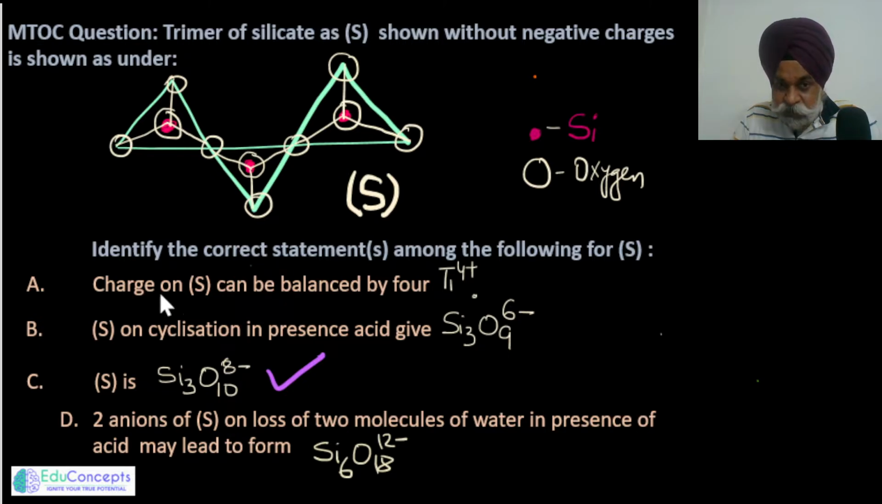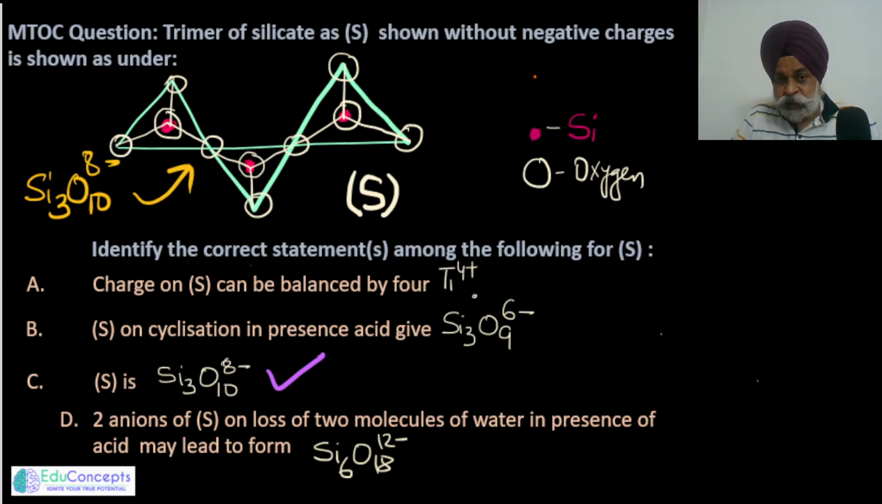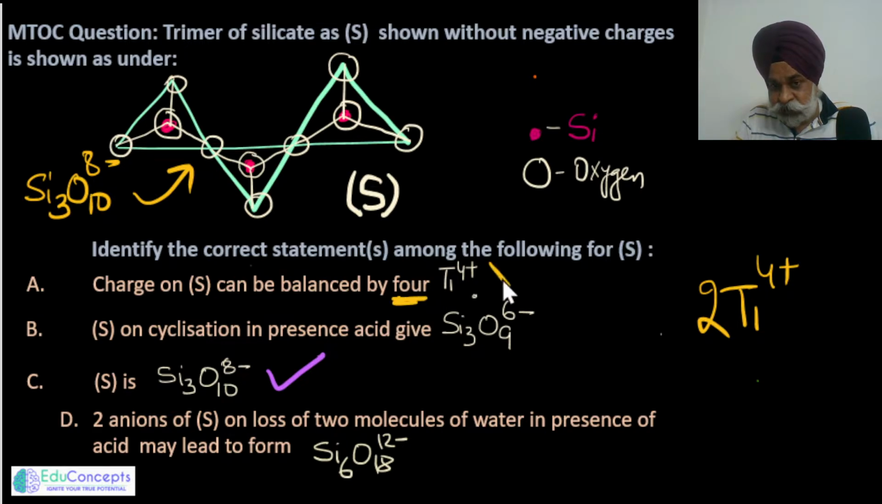As regards option A, charge on S can be balanced by 4 Ti 4 positive. So what formula did we get here? We got Si3O10 and how much had been the charge? 8 negative. This is the formula of the structure. So to balance this 8 negative, I shall be requiring two titanium 4 positive, but they are writing it as 4. So this statement is a wrong one. So option A went wrong.